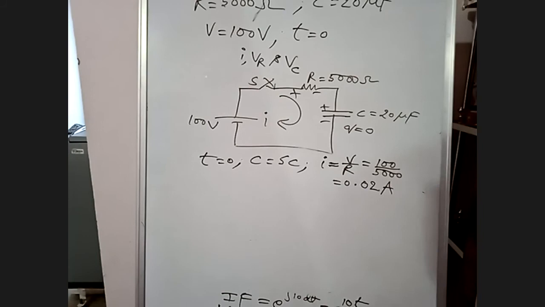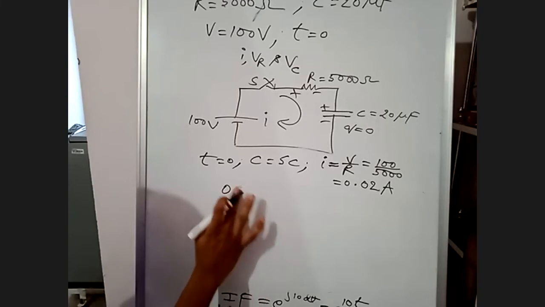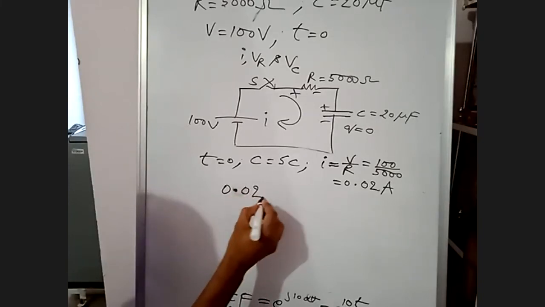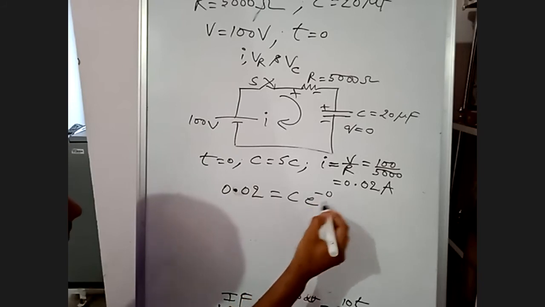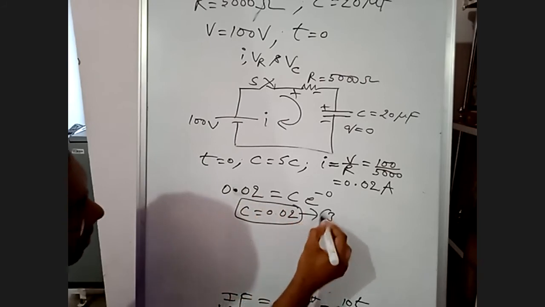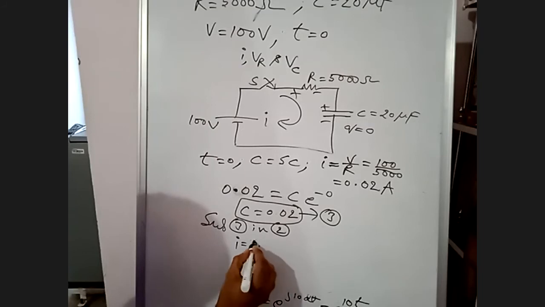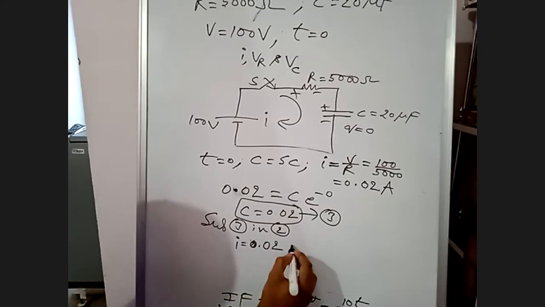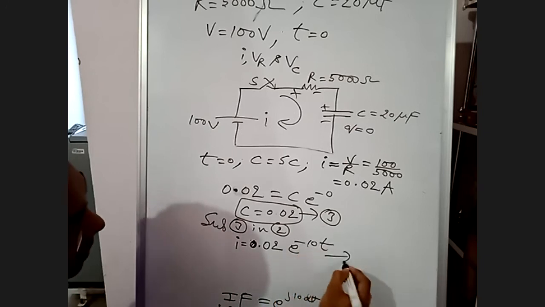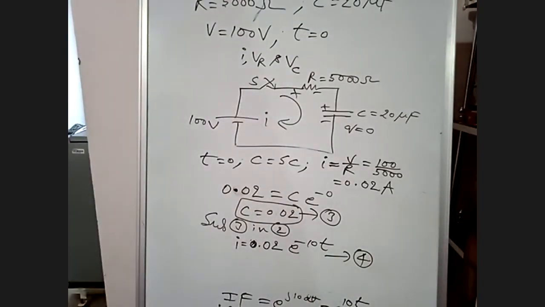Now in equation 2, substitute this initial condition. Now substitute 3 in 2. This is your current transient equation. Now we have determined the current equation.